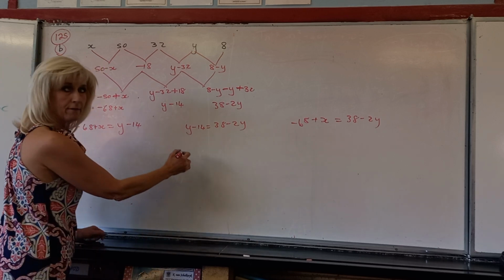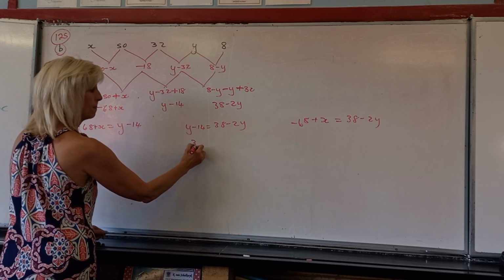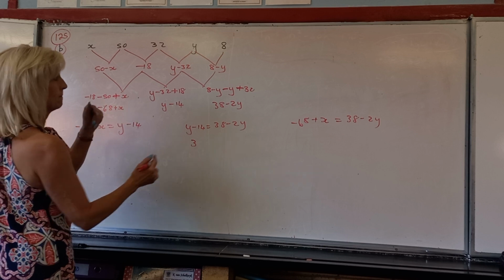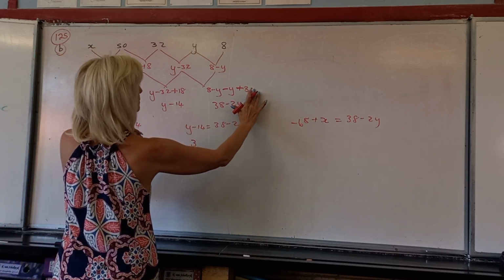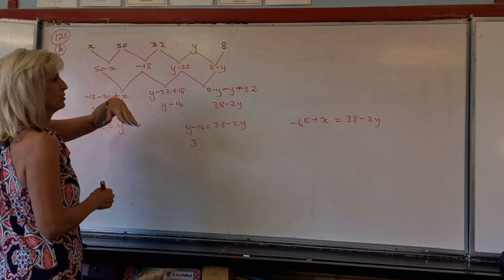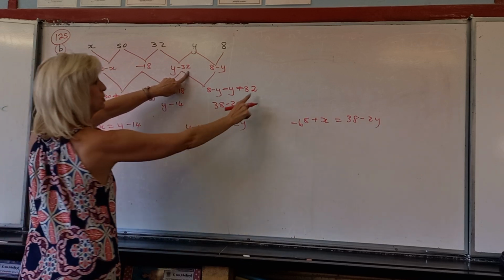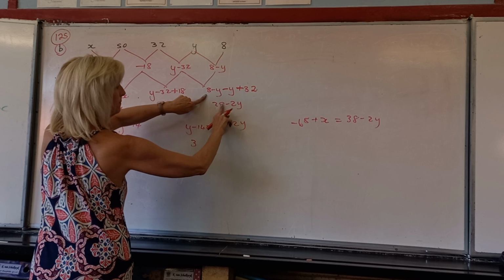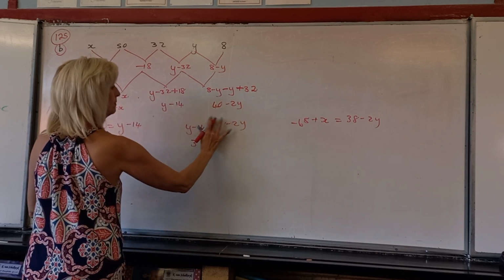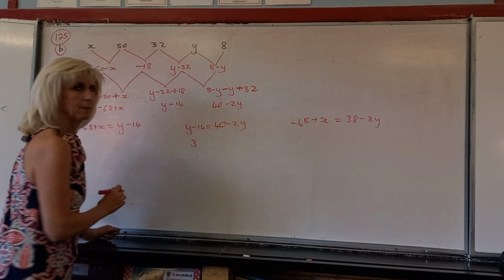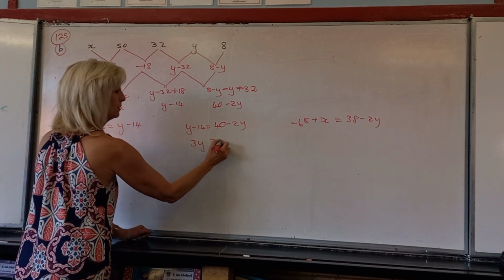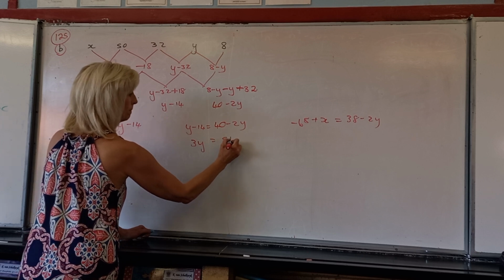So I'll have, yes? That's 14 minus 2y, not 38. Oh, this is 32. Sorry, I can't read my own handwriting. Thanks for stopping me before I do the whole thing wrong. This is 32, so this will be 40. Thank you. So, happy on that? Okay. So this will be 3y equal to? 26.